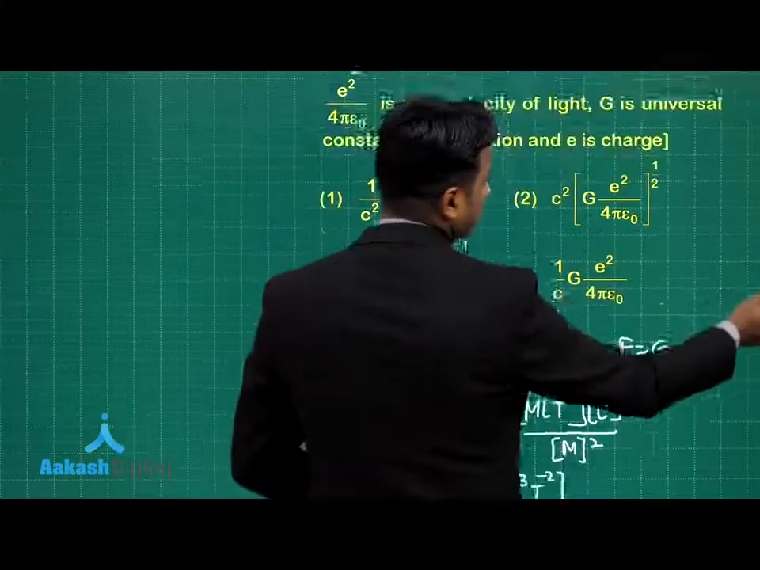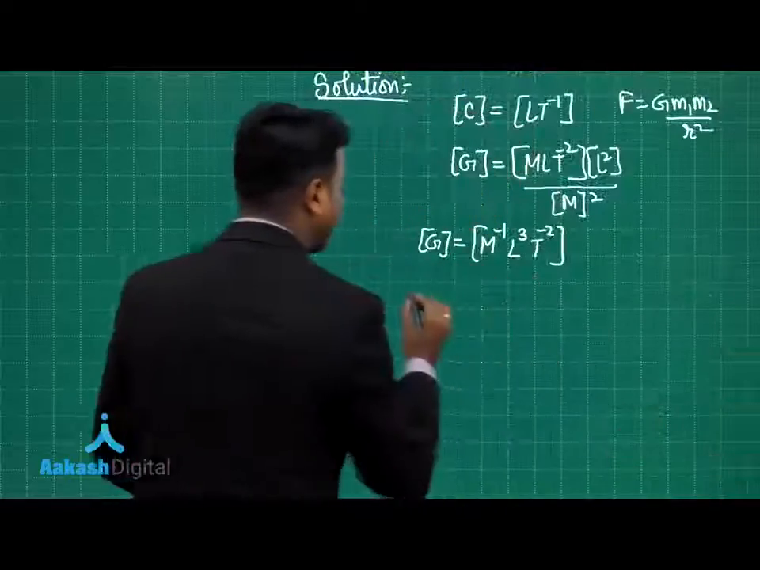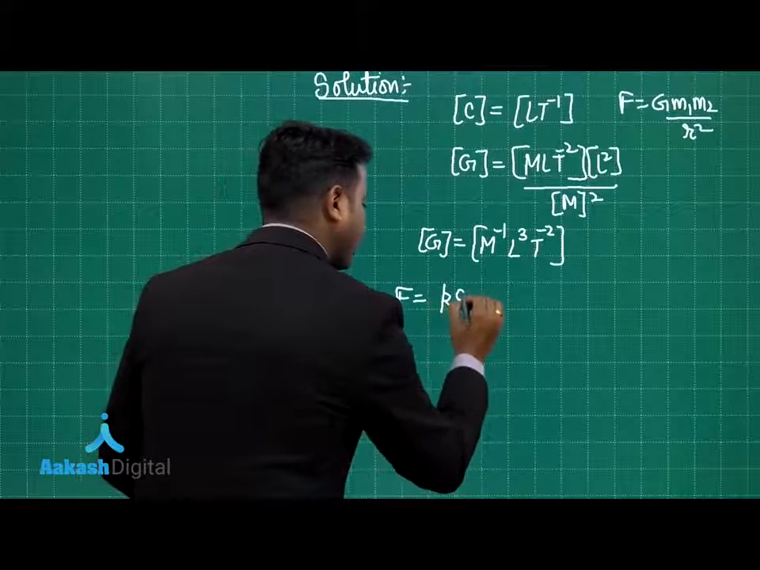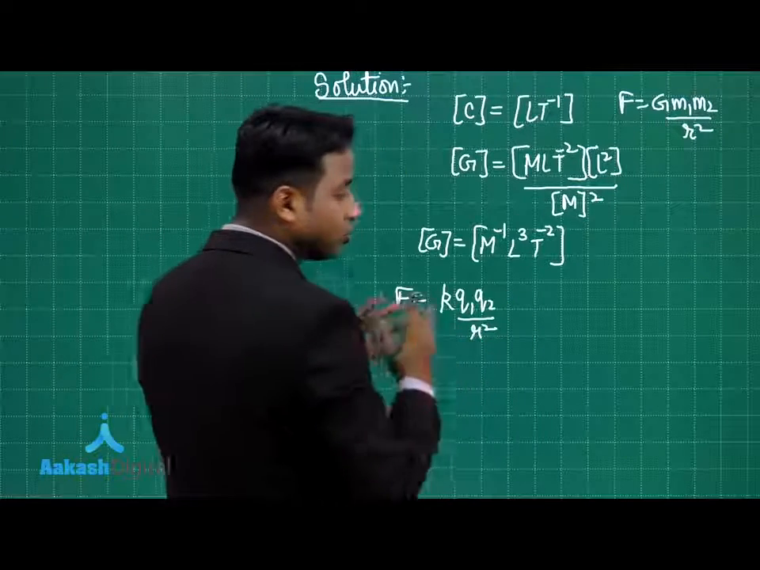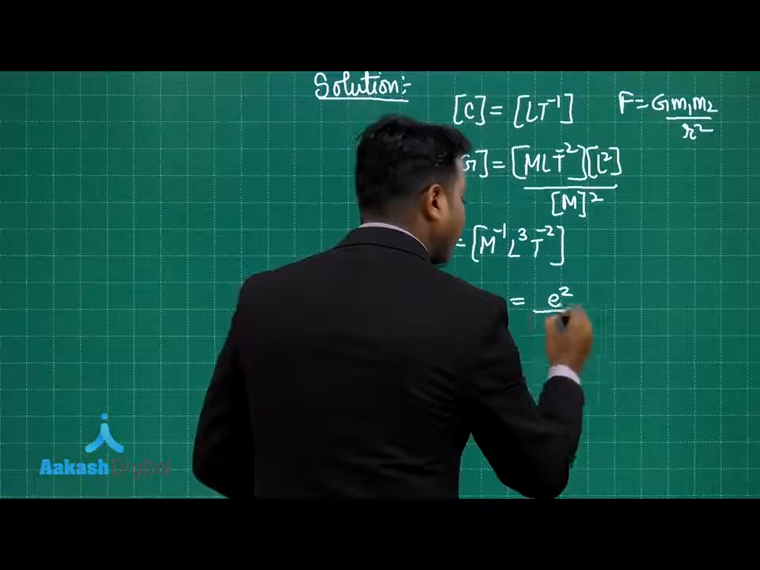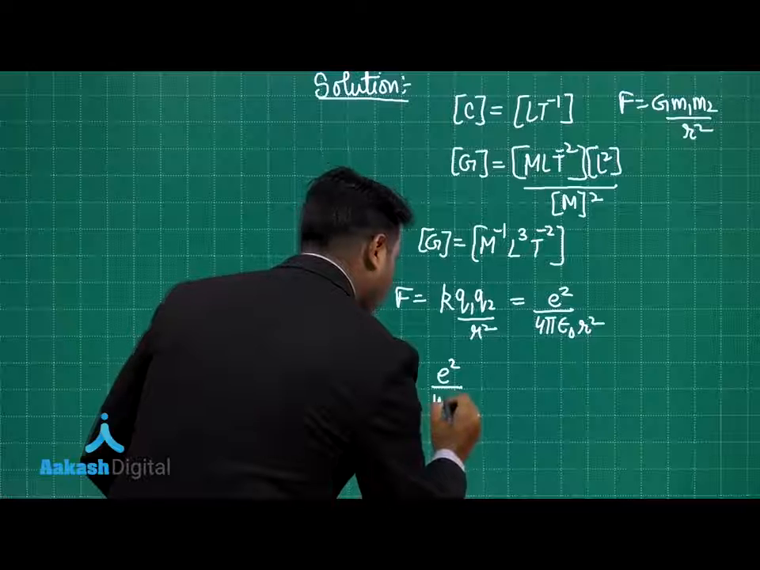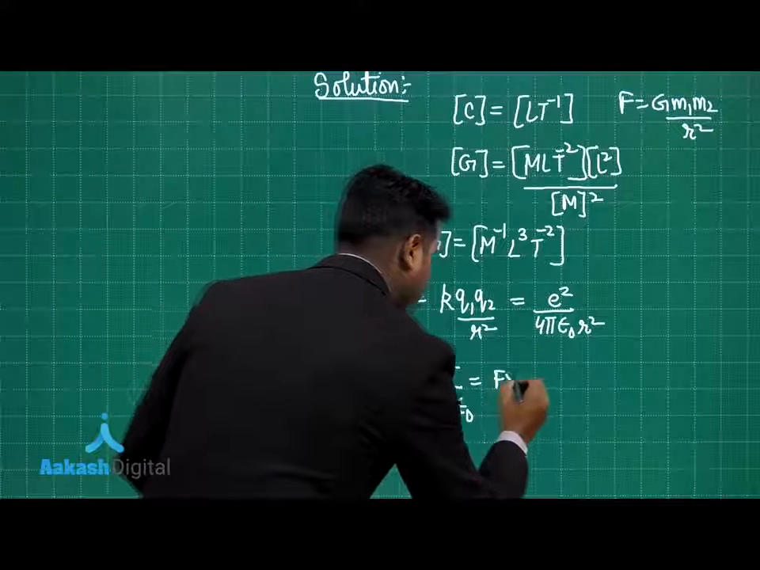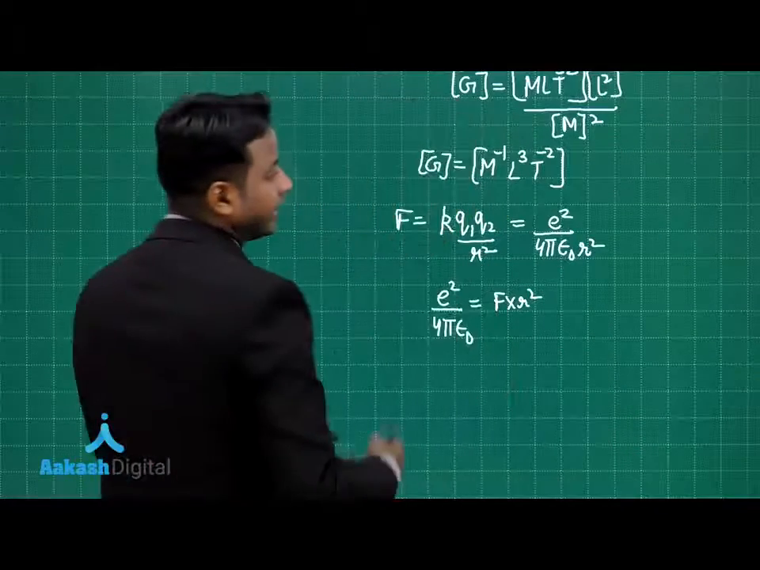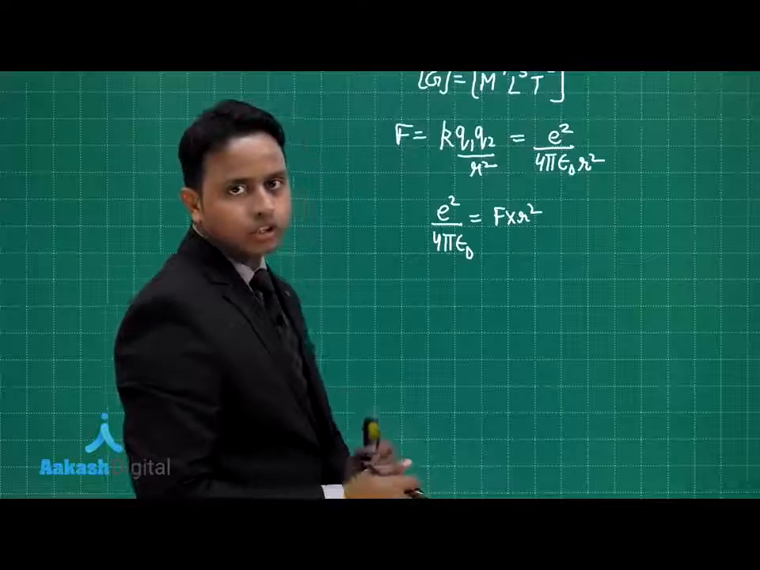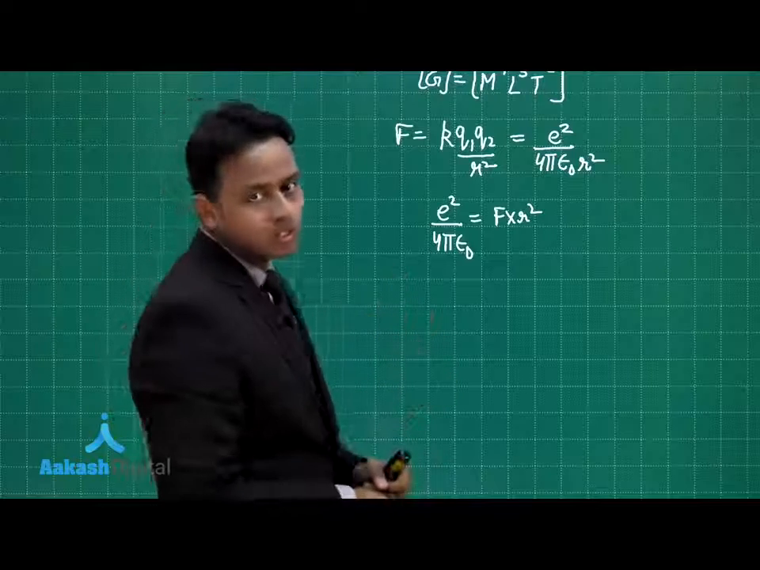Now the next thing that we need to understand, we have e square by 4 pi epsilon naught. If you remember, the electrostatic force is actually K Q1 Q2 upon R square. In this formula, if I take two electrons, this is actually e square by 4 pi epsilon naught R square. So from here, e square by 4 pi epsilon naught is actually F into R square. Converting this into dimensions, you will become habitual of these kinds of calculations while you study dimensional analysis, and that's why you can easily solve these kinds of questions.